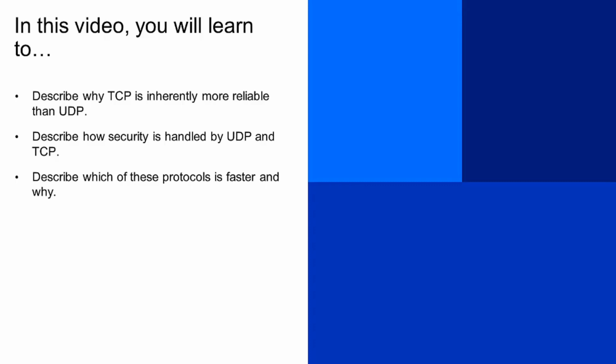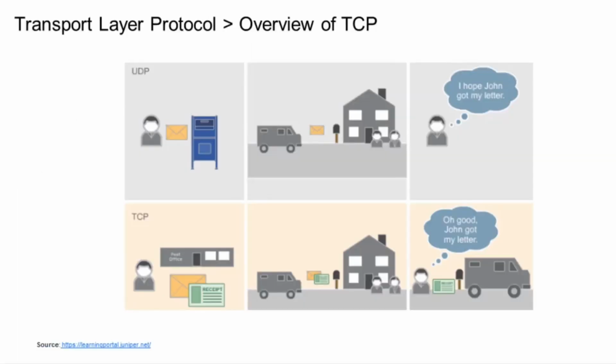In this video, you will learn to describe why TCP is inherently more reliable than UDP, describe how security is handled by UDP and TCP, and describe which of these protocols is faster and why. Going back to our traditional mail analogy for UDP, the sender puts a destination address on a letter, drops it in the mail, and that's that. The letter either arrived or it didn't. The sender will never know.